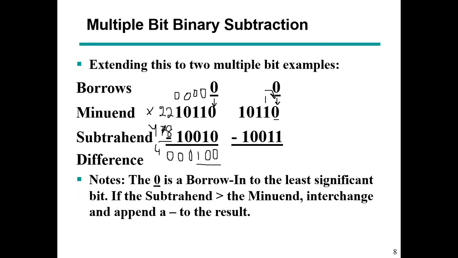When you borrow from this position, you borrow a 2. So 2 minus 1 minus 0 is a 1, and we had to borrow from this position.